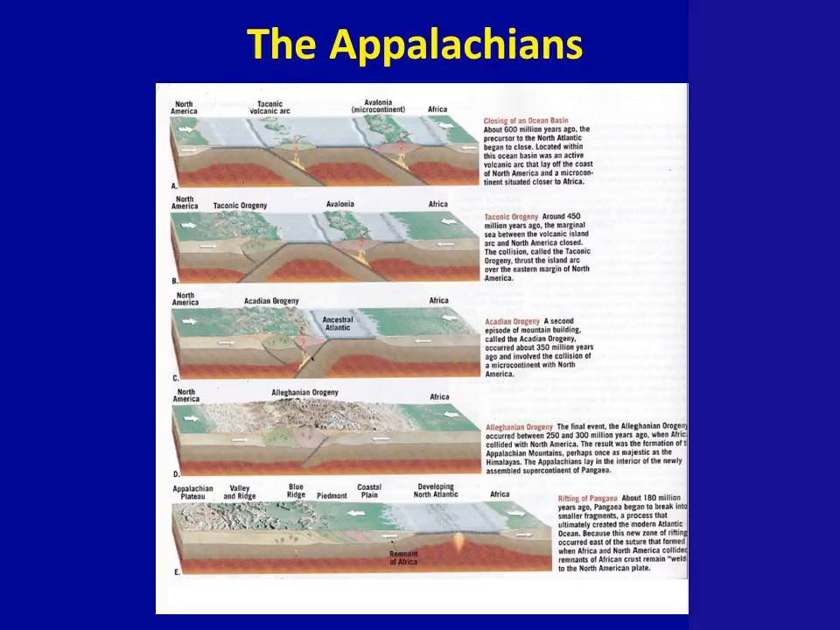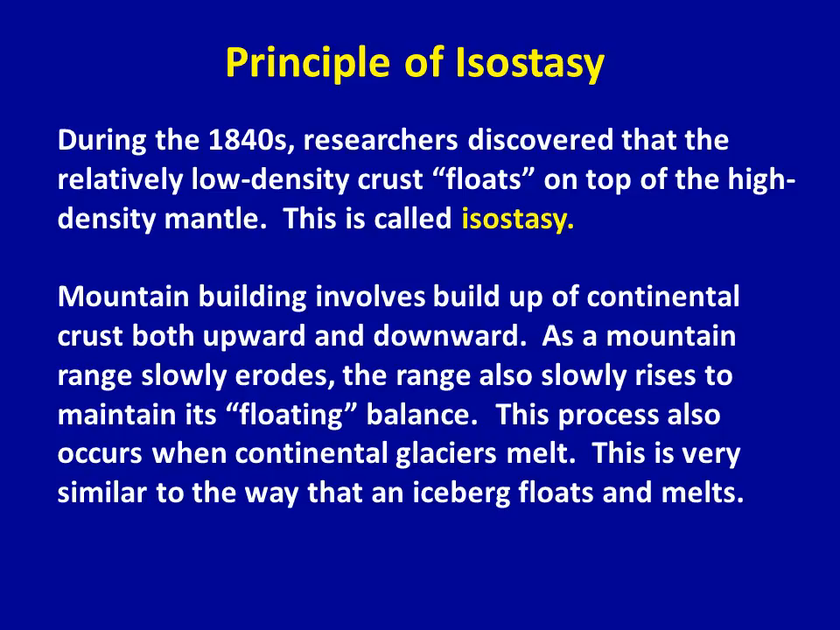Now, one last thing we want to talk about before we close this chapter is the principle of isostasy. During the 1840s, researchers discovered that the relatively low-density continental crust floats on top of the high-density mantle. That's to some extent true of the oceanic crust, but especially the continental crust. This is called isostasy. Mountain building involves the buildup of continental crust both upward and downward. You might think of how you see a tree growing upward and you know that there are roots growing downward. The same is kind of true for mountain ranges especially.